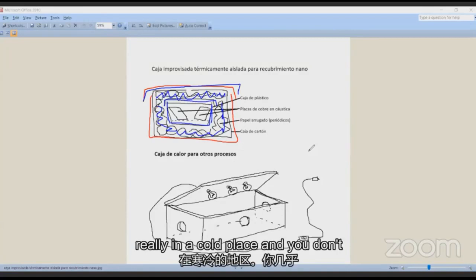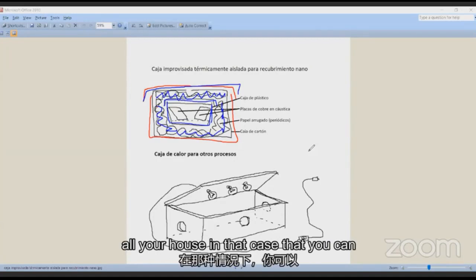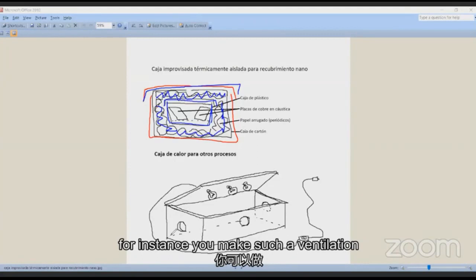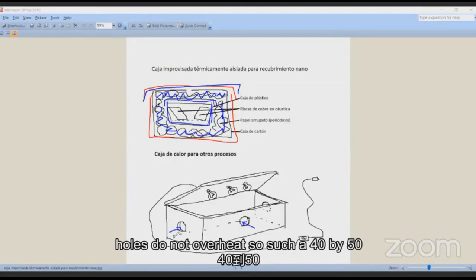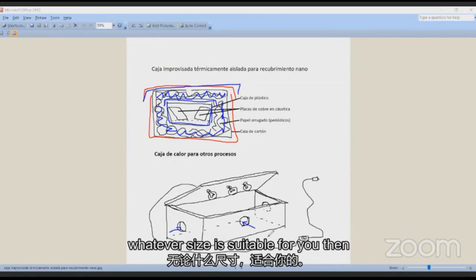But if you are really in a cold place and you have no possibilities to heat up all your house, in that case you can make such a heat box, a box made of wood, for instance. You make such a ventilation hole to not overheat. So such a 40 by 50 centimeters by 70, 80 centimeters or whatever size is suitable for you.